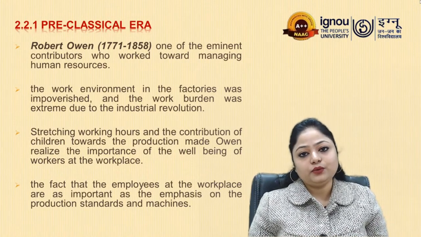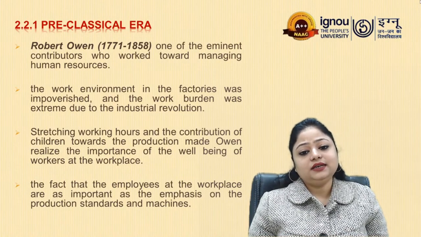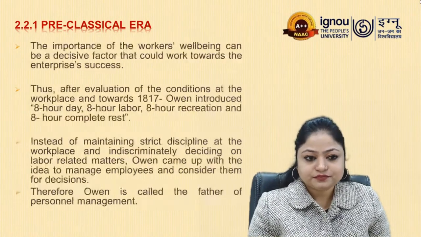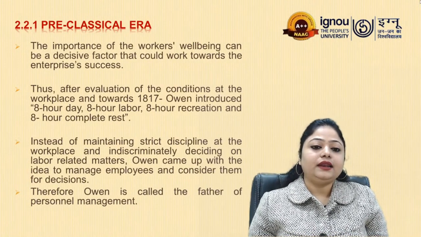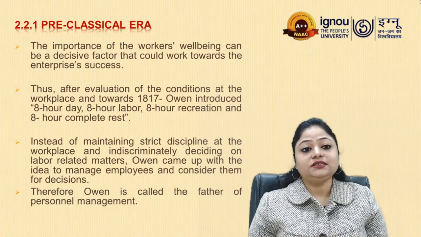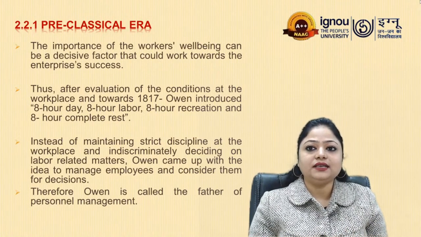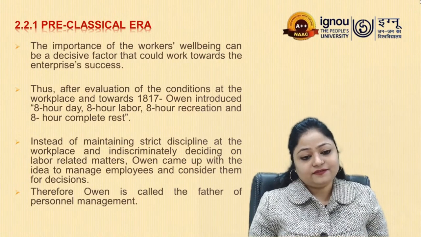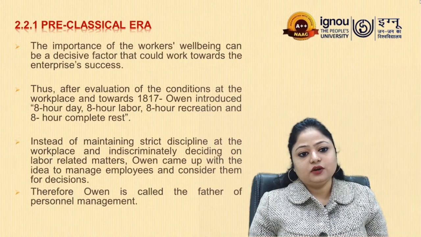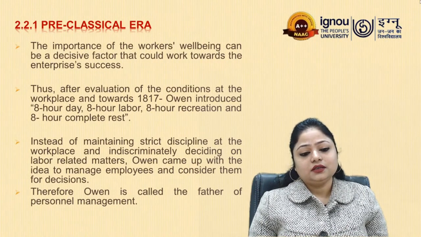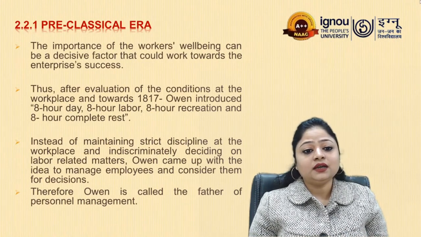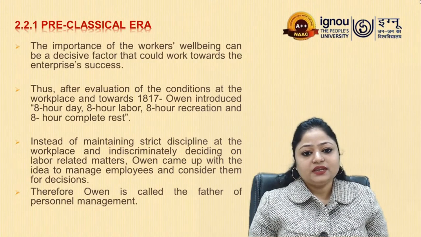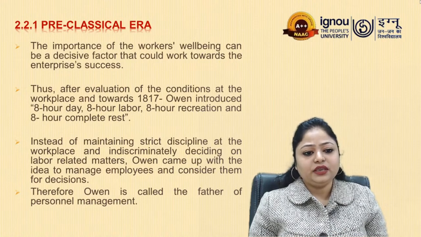So he realized that employees at the workplace are as important as the emphasis being given on production standards and machines. He emphasized the importance of workers' well-being and also suggested that it can be a decisive factor that could work toward the enterprise or organization's own success. Thus, after the evolution of conditions at the workplace, towards 1817, Owen introduced the 8-hour rule, that is, 8-hour day, 8-hour labor, 8-hour recreation, and 8-hour complete rest. In this way, he decided what an ideal work hour should be.